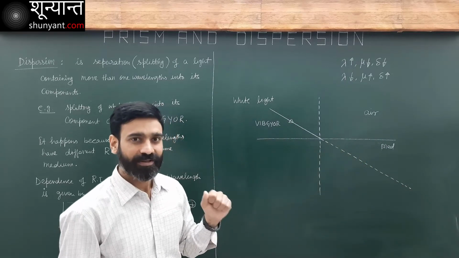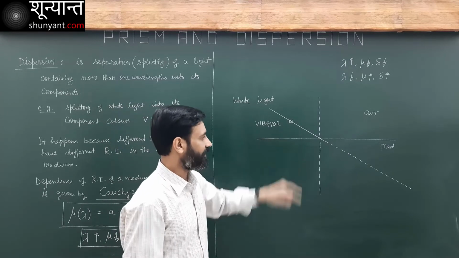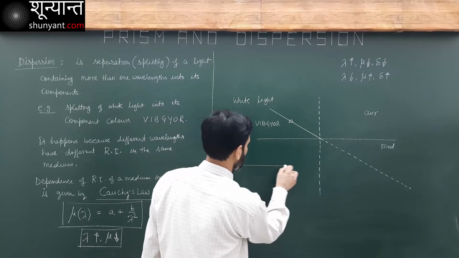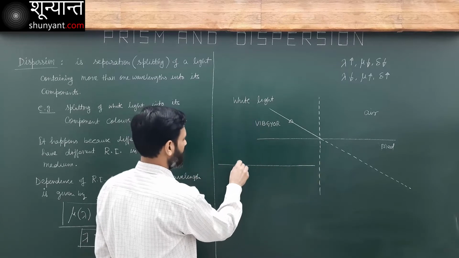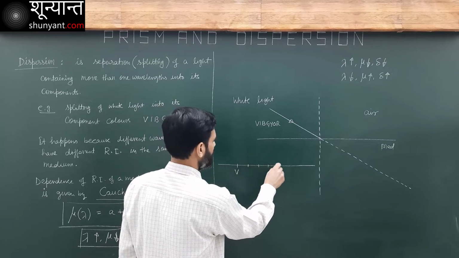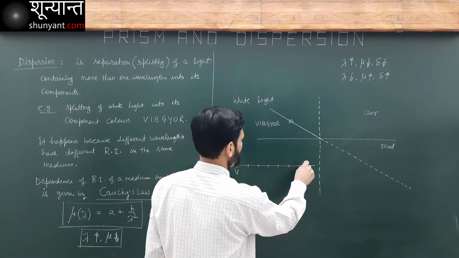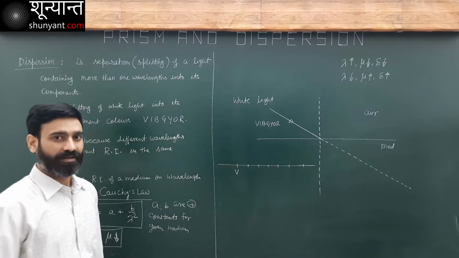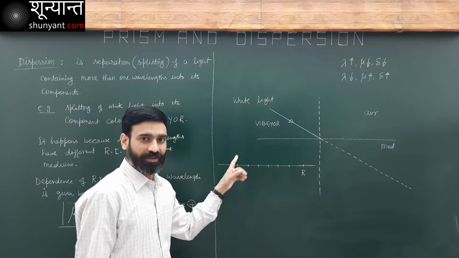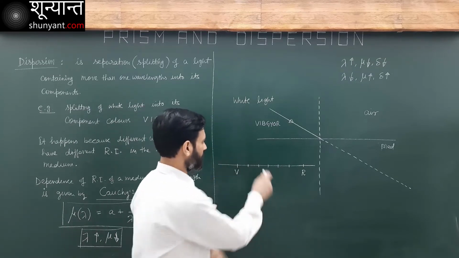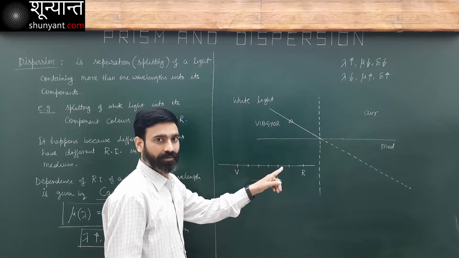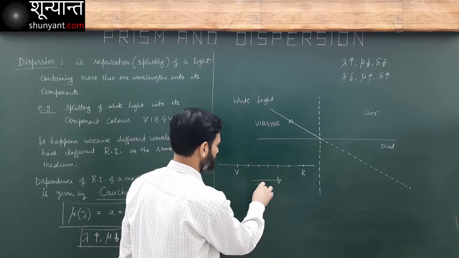What will be the relation between the refractive indices of these seven colors? We can find out if I look at the spectrum. This is violet, indigo, blue, green, yellow, orange and red. What is the relation between their wavelengths when I go from violet to red? When I go from violet towards red, lambda increases.